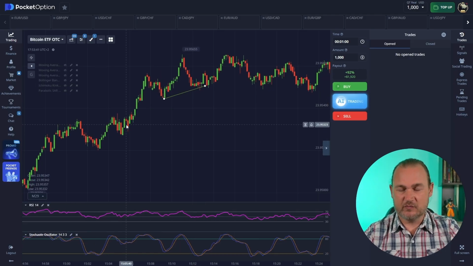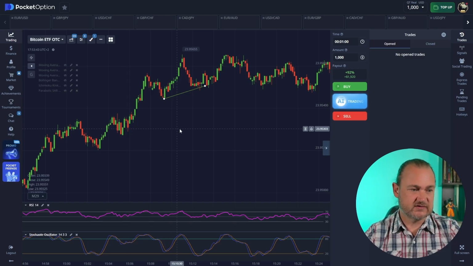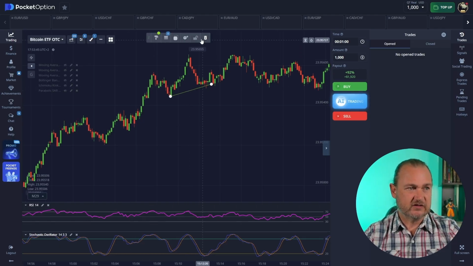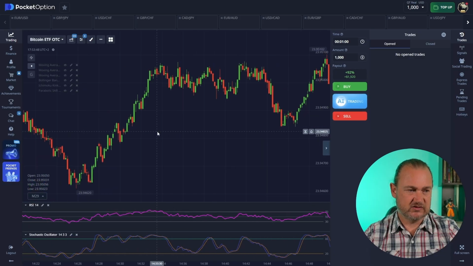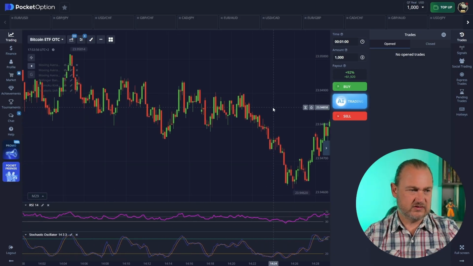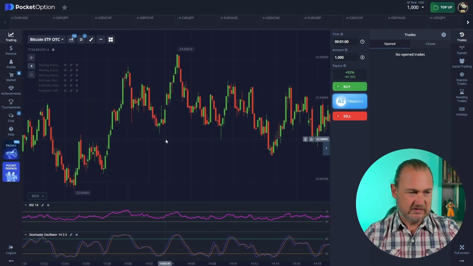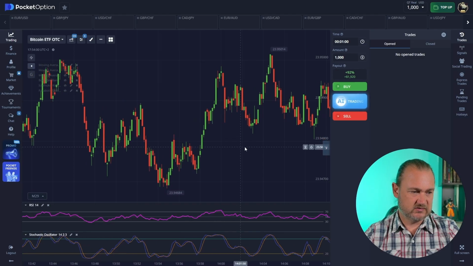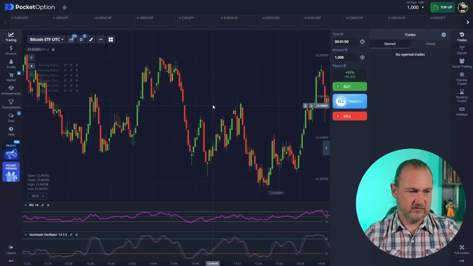Now, the exact opposite will be true for hidden bearish divergence. Let's see if we can find a normal divergence example as well. That was sloppy, valid but sloppy. I want to find a good example of, here we go.